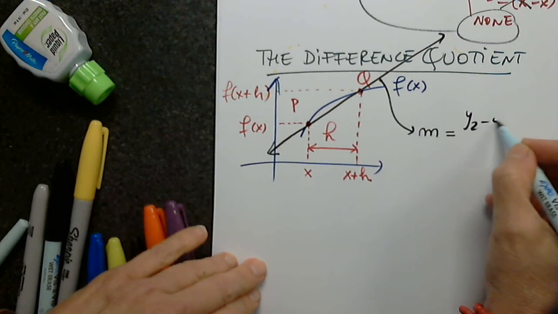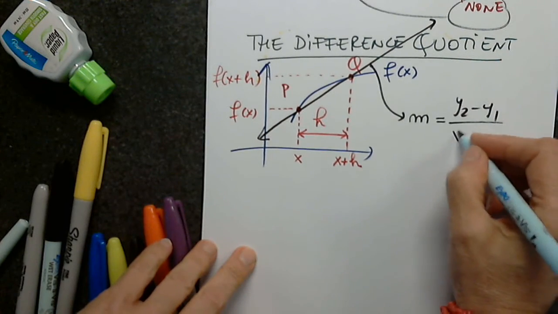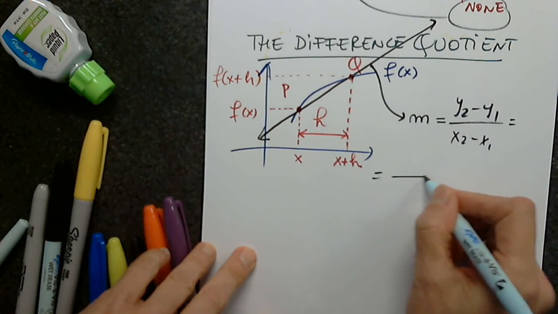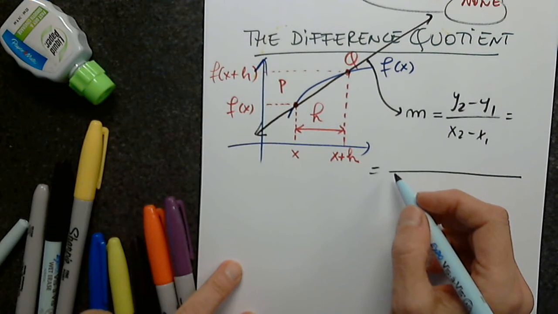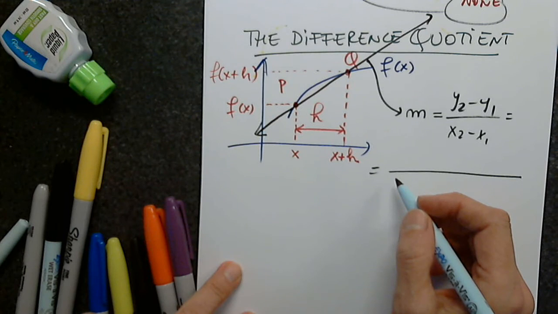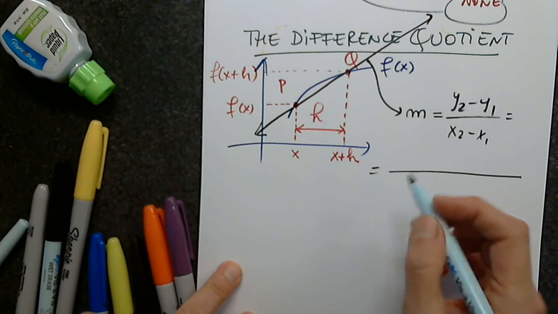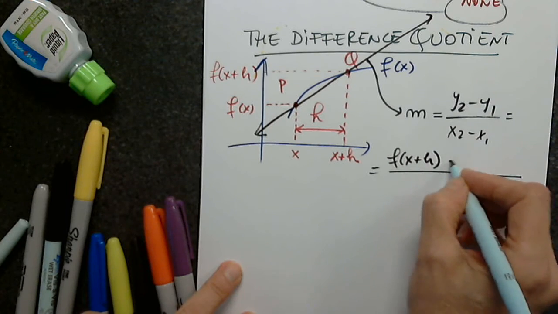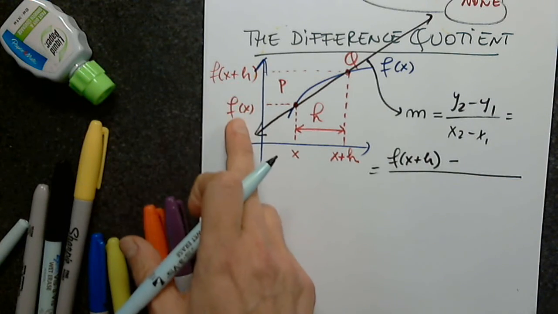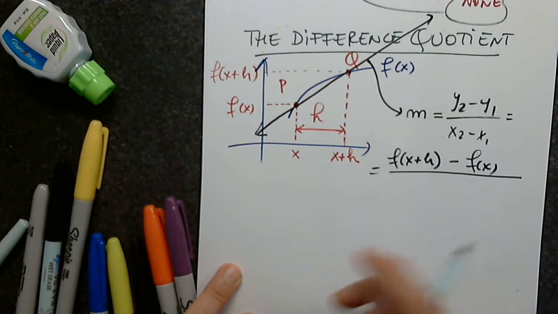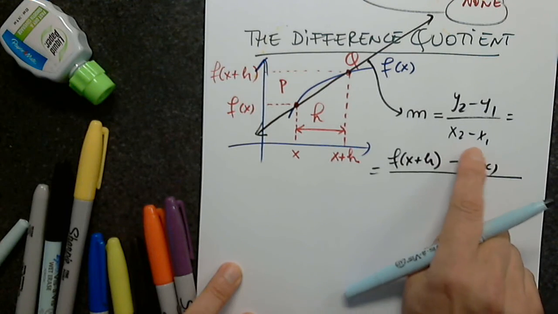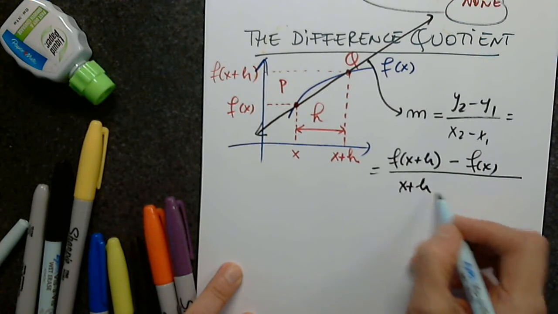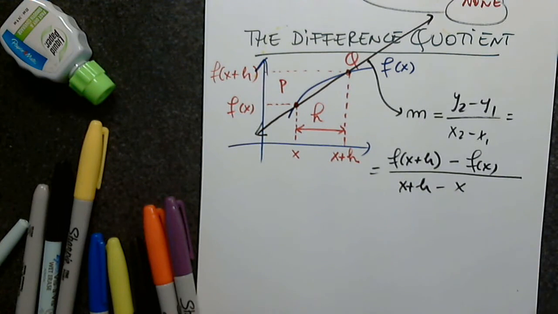Very good. Awesome. Perfect. So now can anyone dictate the slope of this line? f of x plus h. Very good. That's y2. Awesome. Minus f of x. Very good. Over x plus h minus x. Awesome.